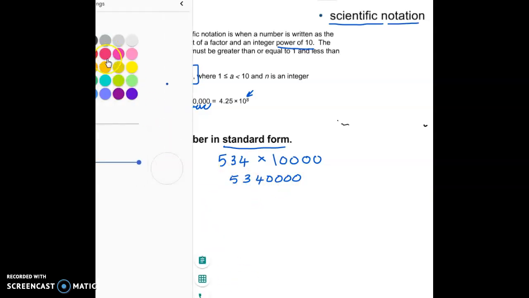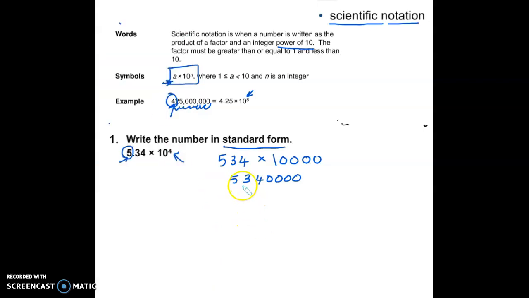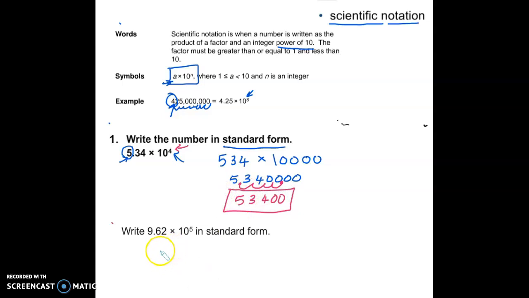Let me change the color. The decimal was right here. Now I move the decimal places because the exponent says 4. I need to move it 4 decimal places to the right: 1, 2, 3, 4. My decimal goes up here. So you can write the entire answer 5, 3, 4, 0, 0, 0, 0, or with the decimal, that's fine too. So this is the answer in standard form.